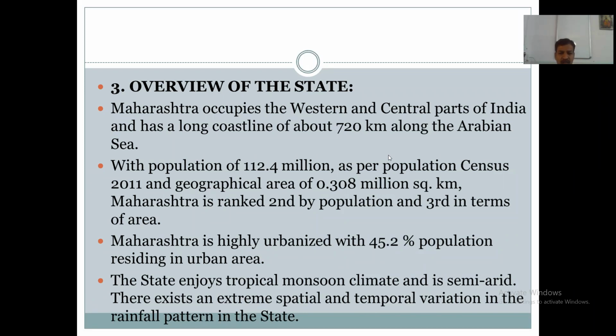With a population of 112.4 million as per the population census of the year 2011. What is the geographical area of Maharashtra state? The geographical area is 0.308 million square kilometers, which is ranked second by population. Second rank in population, and third rank in terms of area. In terms of area, our Maharashtra state is third in geographical area.